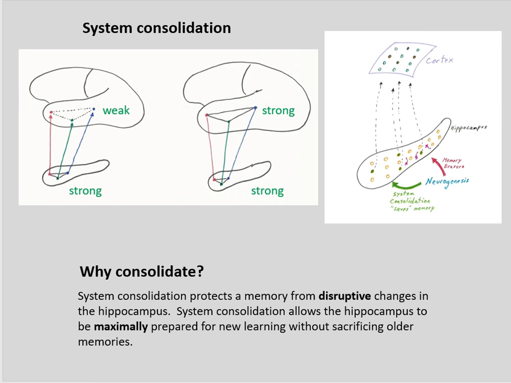So this gives us another reason for why the brain may be consolidating. System consolidation protects a memory from disruptive changes in the hippocampus. System consolidation allows the hippocampus to be maximally prepared for new learning without sacrificing older memories.